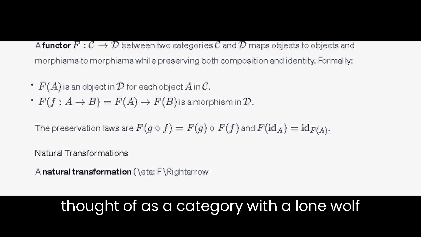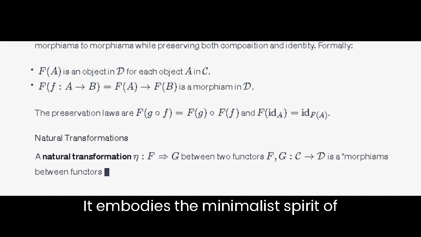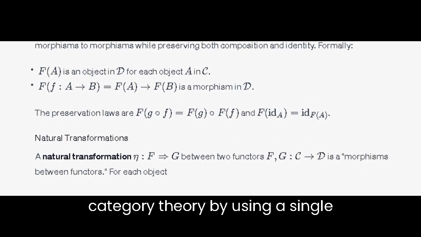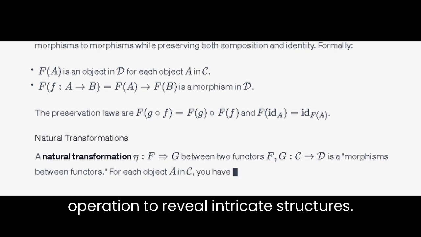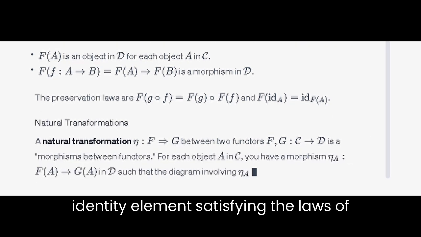Monoids can be thought of as a category with a lone wolf, an object that's all by itself. It embodies the minimalist spirit of category theory by using a single operation to reveal intricate structures. Technically, a monoid M is a set equipped with an operation and an identity element satisfying the laws of associativity and identity.